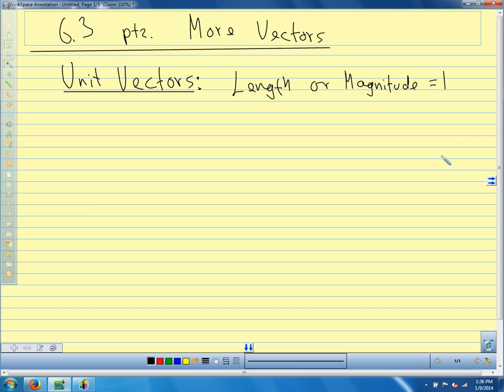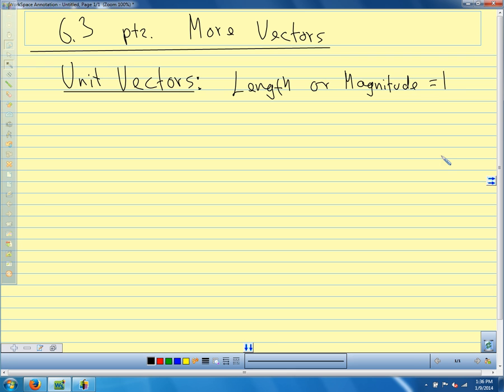Its length is 1. The reason a unit vector is important is because if our length is 1, really all that the vector is telling us is a direction. You don't have to worry about how long it is. So what we want to be able to do is find a unit vector in a specific direction. If we have a vector, we want a unit vector in the same direction.